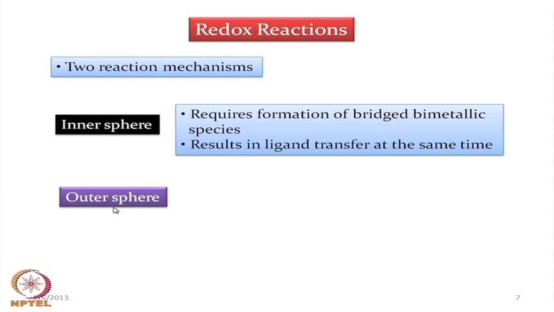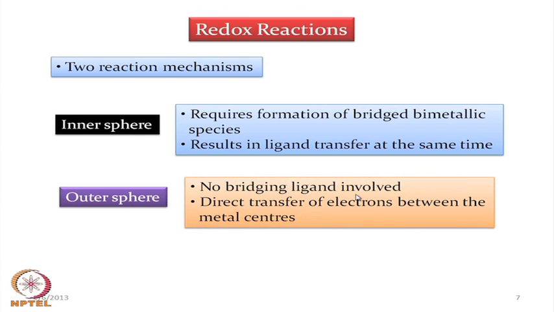Another type of mechanism that can take place is the outer sphere type of mechanism, where this sort of bridging is not required and there is direct transfer of electrons between the metal centers. Through an outer sphere mechanism, the bridging is not required, whereas in the inner sphere mechanism the bridging is important.